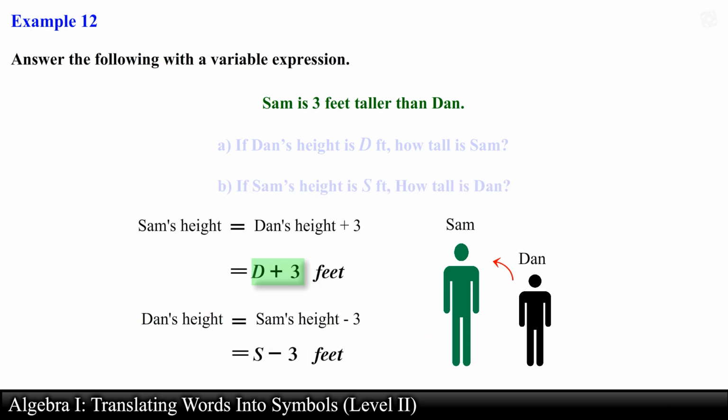The first variable expression we obtain is from the reference point of Sam, and the second variable expression is from the reference point of Dan. Both contain the same constraint, the fact that Sam is 3 feet taller than Dan. The variable expressions are different depending on whose point of view we focus on. At times, it's useful to put yourself in the character's shoes and think about their perspective relative to the other.